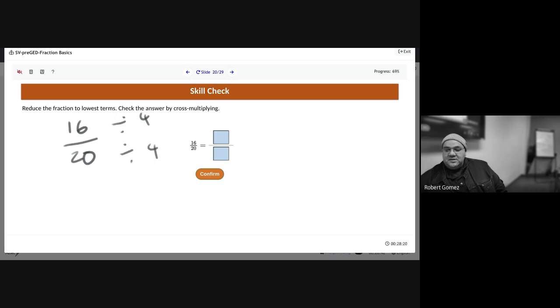So 16 divided by 4 is what? 4. And 20 divided by 4 is? 5. Okay. Now, I'm going to check and see if that works, right? So I'm going to once again put 16 over 20 and I'm going to cross multiply. So you might need your calculators for this.